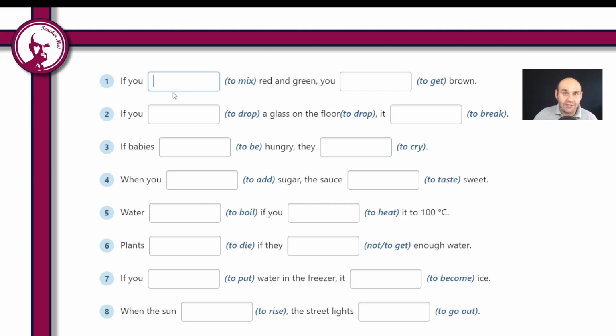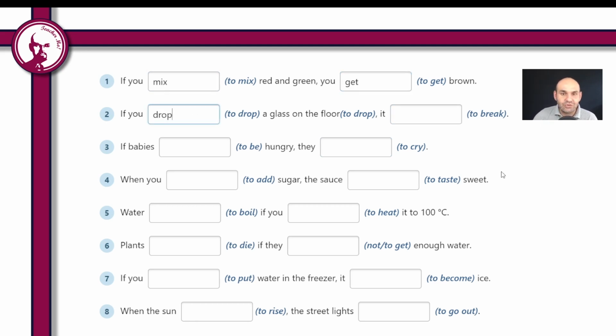Look at the first one. If you mix red and green, you get brown. This is a fact. So the zero conditional. So the simple present tense in the if clause and the simple present verb tense also in the result clause. So what is the answer? If you mix red and green, you get brown. Tell me about the second one.